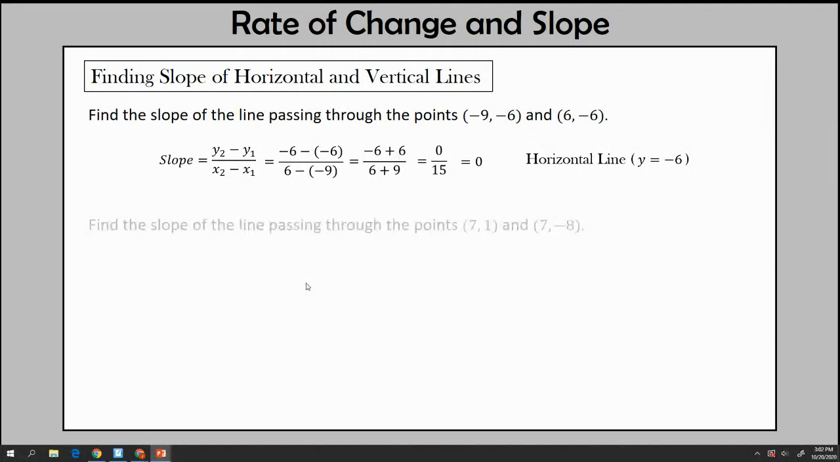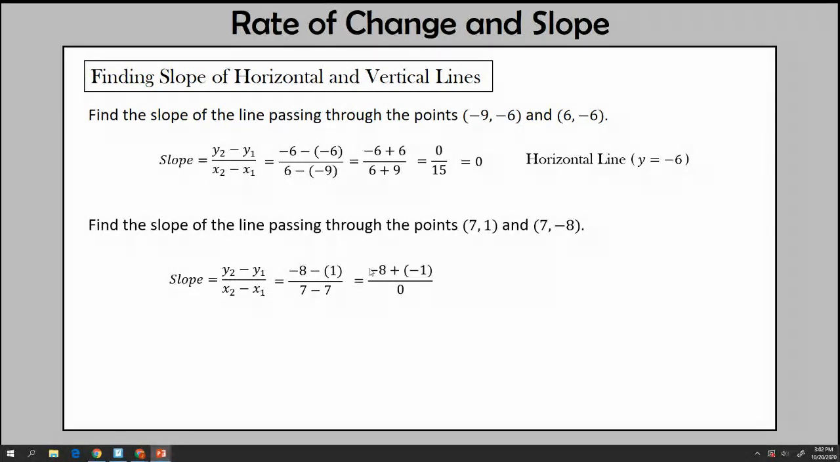Okay, another one. Find the slope of a line that goes through these 2 points. So again, I'm just going to go to my slope equation. I'm going to plug it in. -8 minus 1, difference in the y's. 7 minus 7, difference in the x's. I'm going to get -8 plus -1 over 0, -9 over 0. Now, when we get 0 in the denominator, what does that mean? Well, it means the slope is undefined. What kind of line gives us undefined slope? Vertical lines. All right. And if you look up here, notice their x's are both sevens. That's why the denominator canceled out because they both have a 7 in the x position. That means the equation is x equals 7.